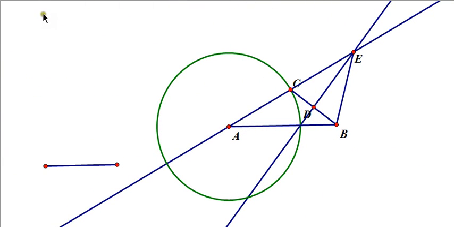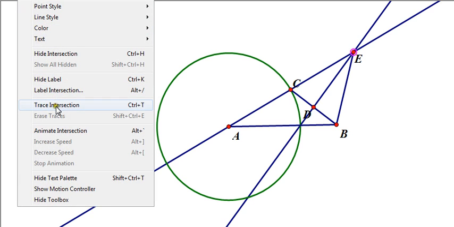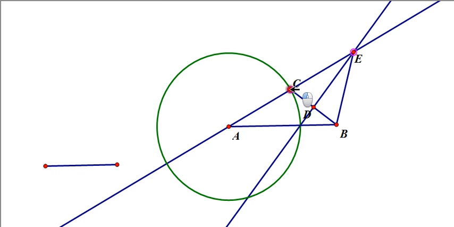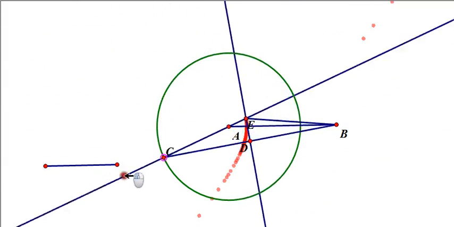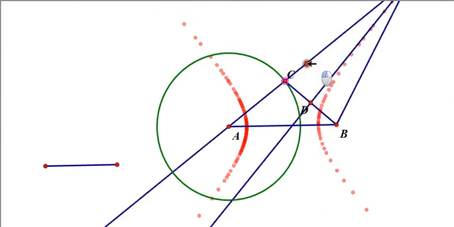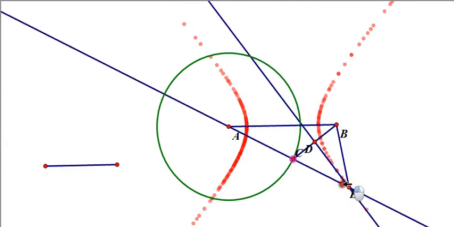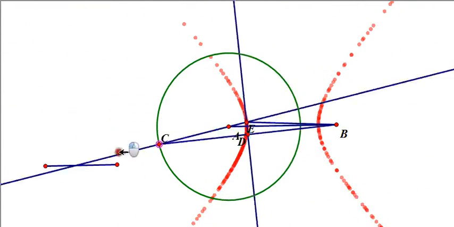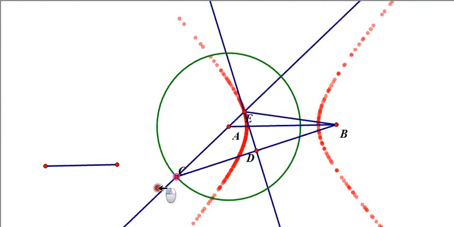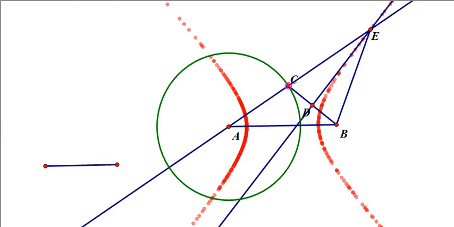Therefore, what we do is we highlight E and find its locus, subject to the condition that we move this point C round this circle. We get a beautiful hyperbola whose foci are at A and B, and the difference of distances is the radius of this circle. That constructs the hyperbola.